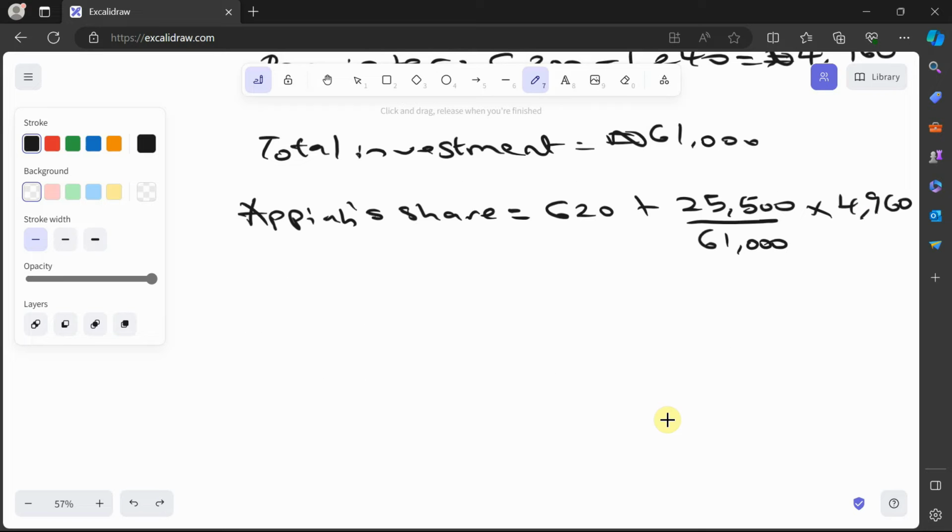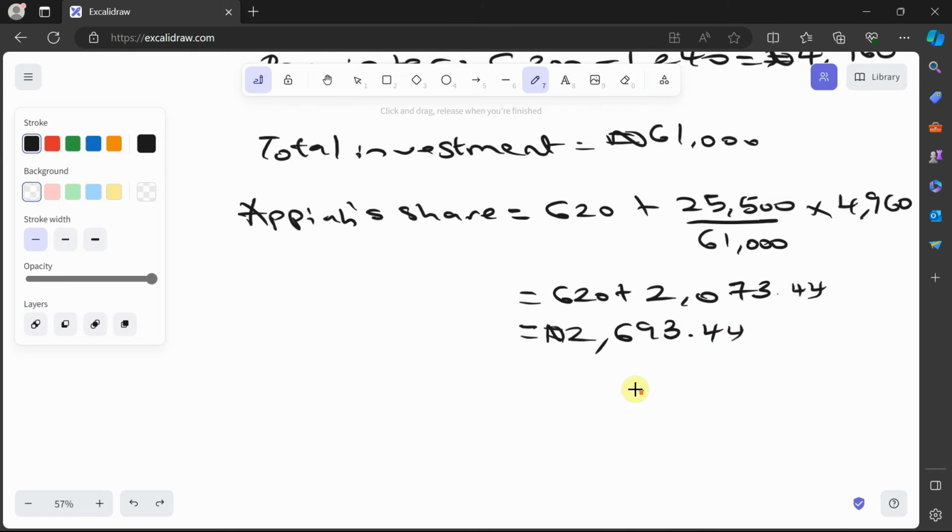If you are confused, no problem. I will recap everything that we've done. So this will be 620 plus, let's break this down, 25,500 divided by 61,000, then multiplied by 4,960. By the time I do that, I had 2,073 naira 0.44 kobo. So if I add this to 620, what would that give me? That would give me 2,693 naira 0.44.